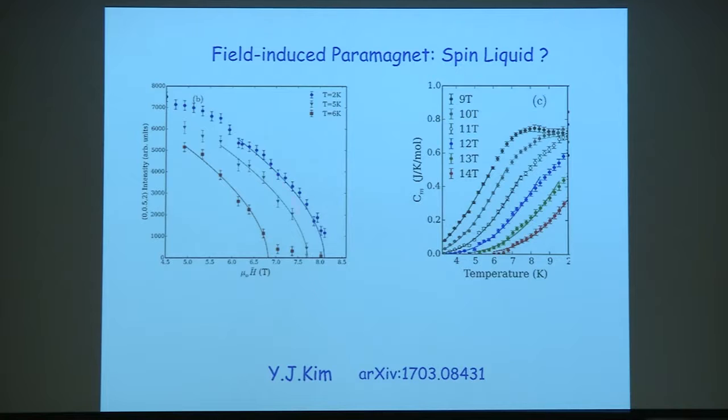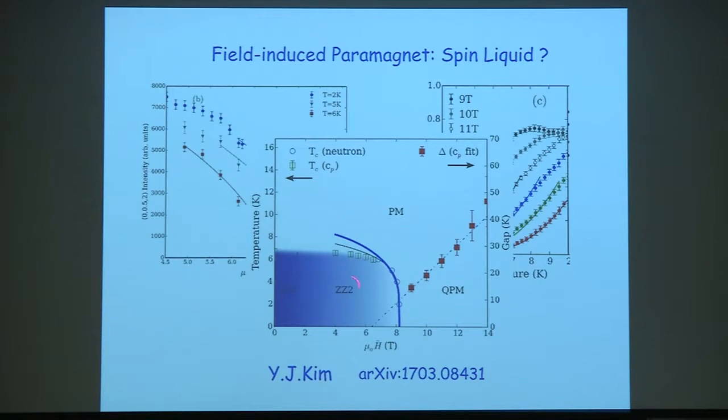In fact, very recently, by applying a magnetic field, you can actually suppress the magnetic order. For example, look at the 2 Kelvin data. This is the elastic neutron scattering data. The magnetic intensity goes to 0 above about 8 Tesla. So above 8 Tesla, it becomes paramagnetic. This zigzag magnetic order actually dies around 8 Tesla, and this is a quantum paramagnet. Some people speculate that this quantum paramagnetic state could be a spin liquid state. So the question is, if it is a spin liquid state, what kind of spin liquid phase is it? Is it a Kitaev spin liquid or something else?